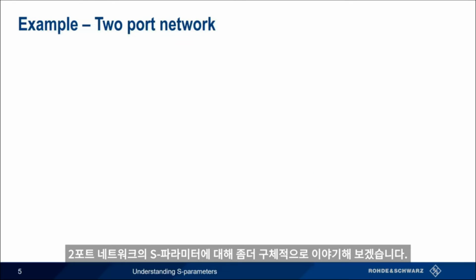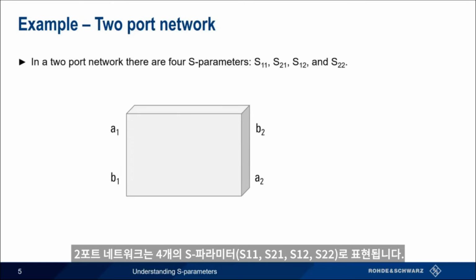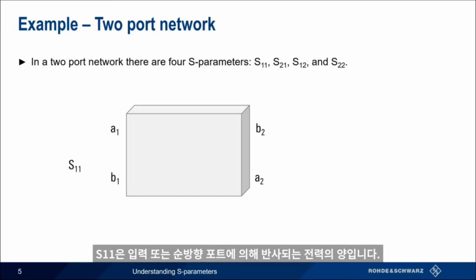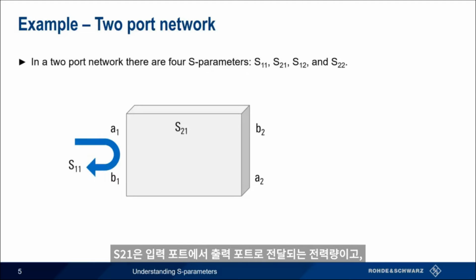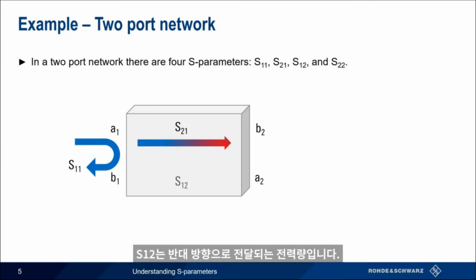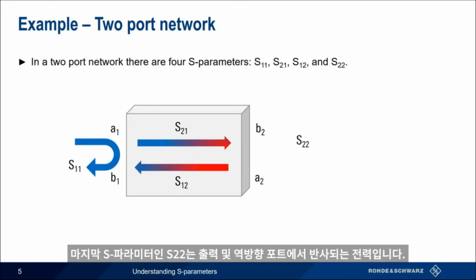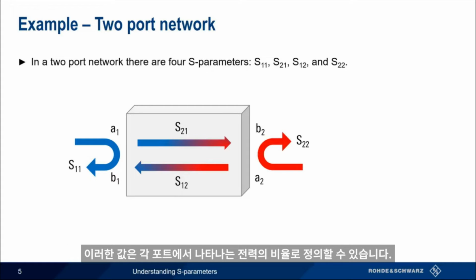Let's give a more complete definition of S-parameters for a two-port network. A two-port network will have four S-parameters: S11, S21, S12, and S22. S11 is the amount of incident power that's reflected by the input or forward port. S21 is the amount of power that's passed from the forward to the reverse port, and S12 is the amount of power passed in the opposite direction. The last S-parameter, S22, is the power reflected from the reverse port. These S values can be defined as ratios of the power seen at each port.